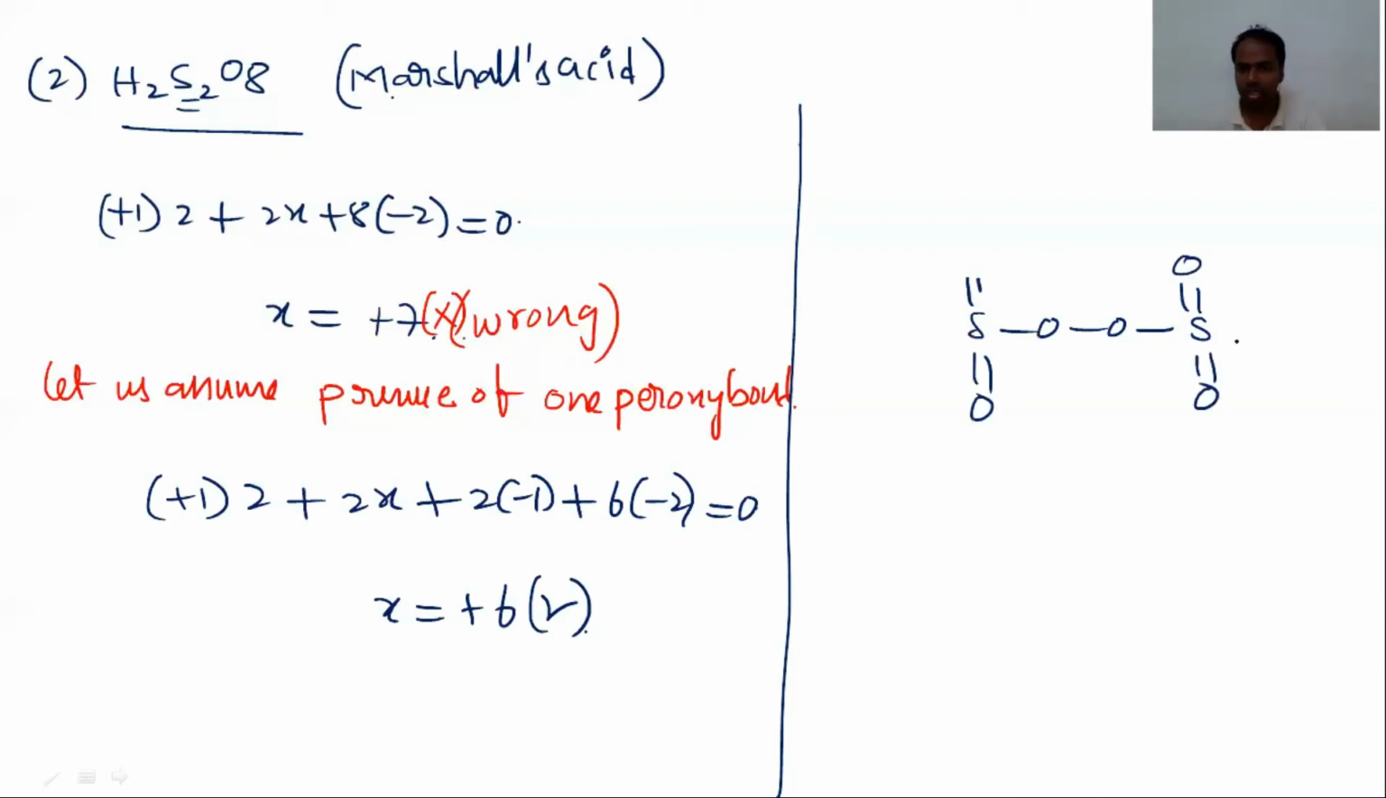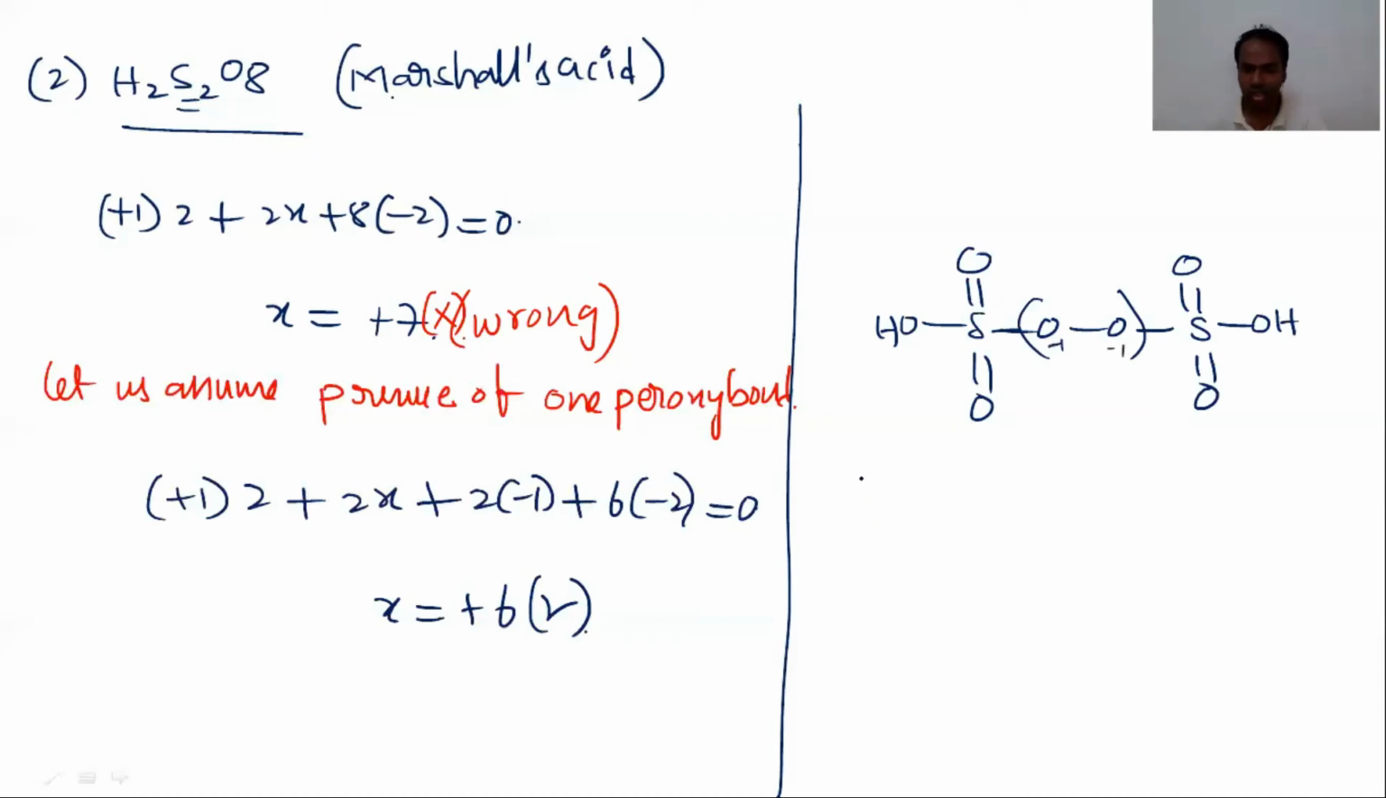So this one is the structure. OH, it also has OH. See, if you know the structure, you can easily predict how many peroxy bonds are there. One peroxy bond. So for 2 oxygens, directly you can take -1, -1. For these 2 oxygens, -1, -1. Remaining all oxygens are -2, -2.